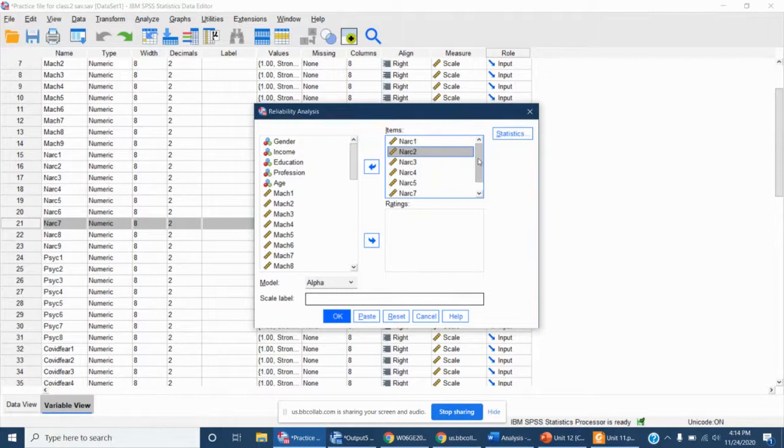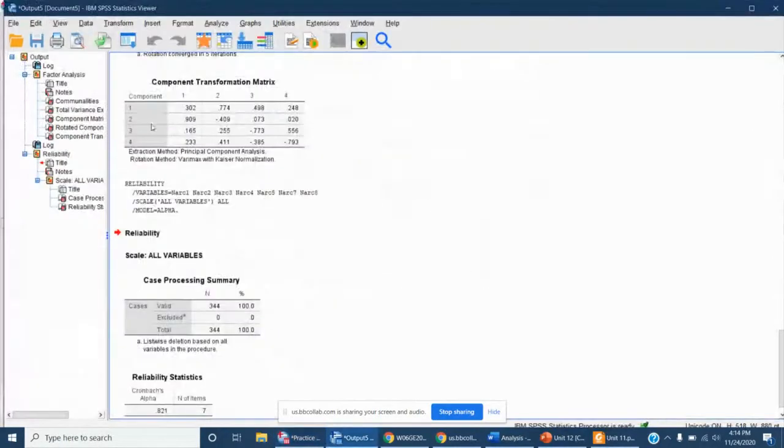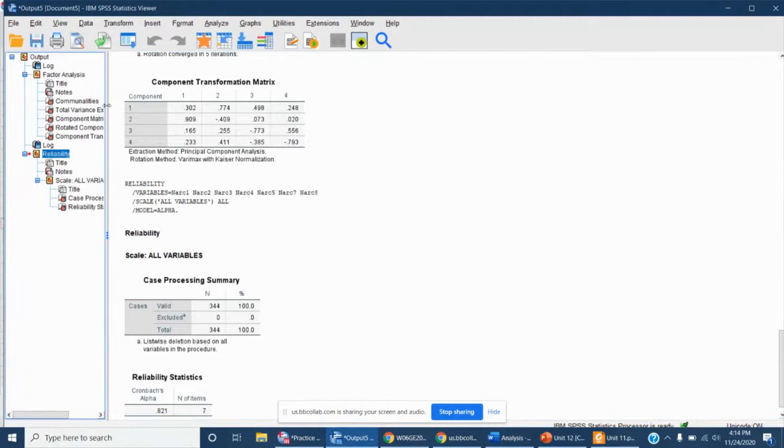We will just check whether all the items which are part of our factor analysis are there or not. All the items are there in this factor. So we will just click OK. And when this analysis is run, in reliability, we are particularly interested in the reliability statistics. We are interested in this particular statistics.